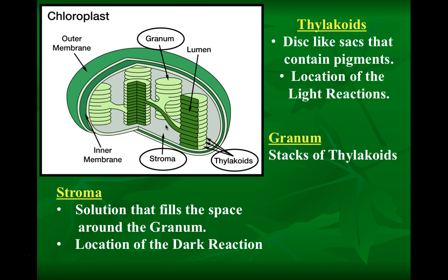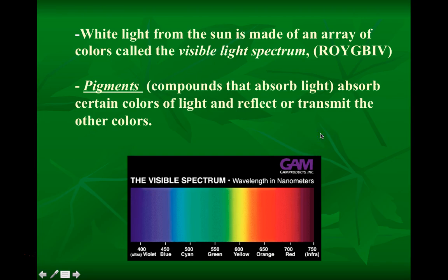The normal light that we see that comes from the sun is actually, if it were to be split up, made of all the different colors that we know, called the visible light spectrum, or as we were taught in kindergarten, ROYGBIV. The R stands for red, we have orange, yellow, green, blue, indigo, and violet. And it's in that order that they are arranged due to their wavelengths.